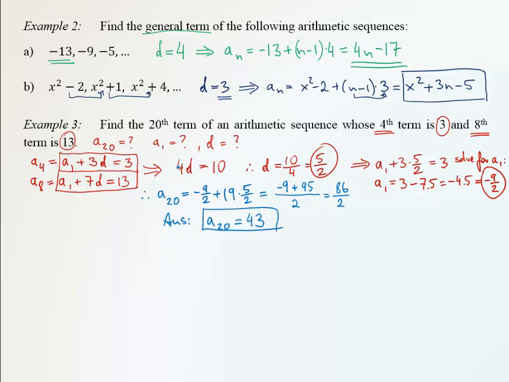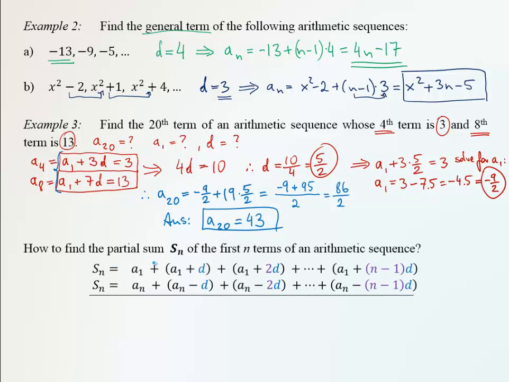Okay, let's review again what we've done in this question. We set up two equations using these two pieces of information about the sequence, and then we solve the system of equations for a1 and d. As soon as we have d and a1, plug it into the formula for a20 and we got the answer.